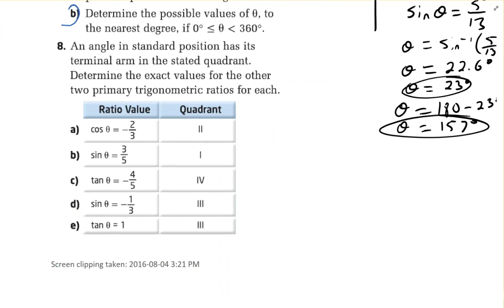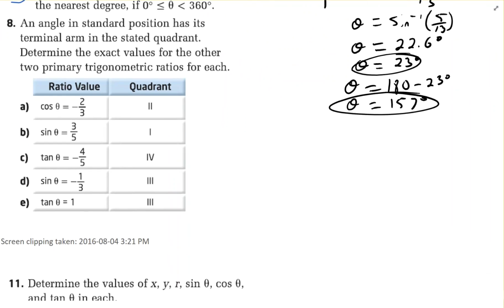Okay, 8. An angle in standard position has its terminal arm in the stated quadrant. Determine the exact values for the other two primary trigonometric ratios for each. Okay, so trig ratio again to figure out what we're dealing with. What did they say? CAST rule. Okay, so CAST rule.